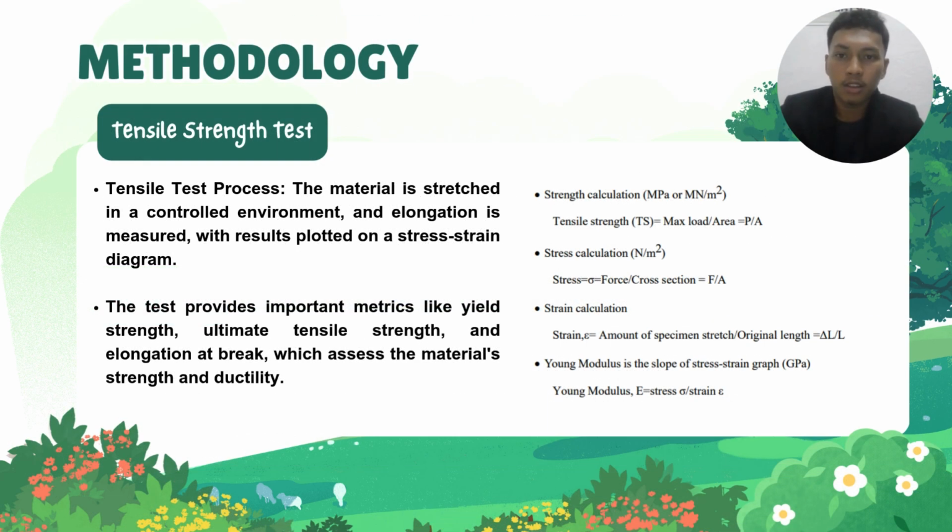Next for the methodology is the tensile strength test. The material is stretched in a controlled environment and elongation is measured, with results plotted on a stress-strain diagram. Second point is that the test provides important metrics like yield strength, ultimate tensile strength, and elongation at break, which assess the material strength and ductility. And this is our formula to calculate our data.